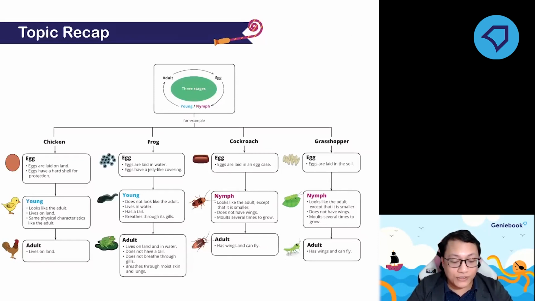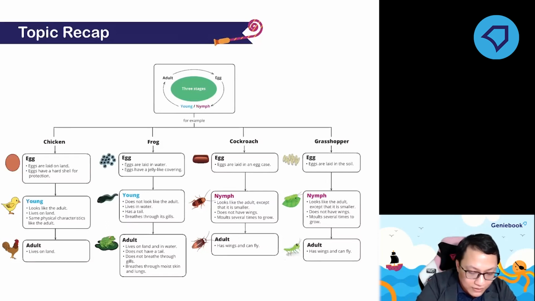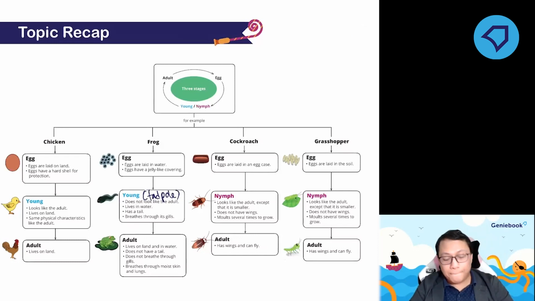So that is for the chicken. Then how about the frog? The frog also has 3 stages of life cycle. It's the egg, the young, and the adult. But the young of frog, what is it called? It's the tadpole. I need to write this down so that you know the name of it. It's tadpole.